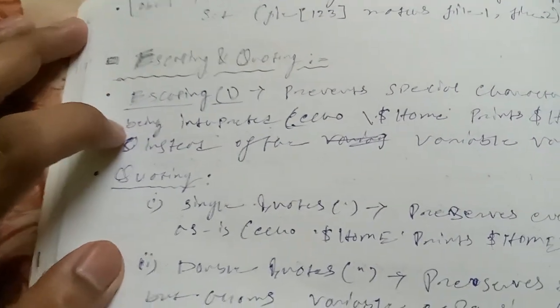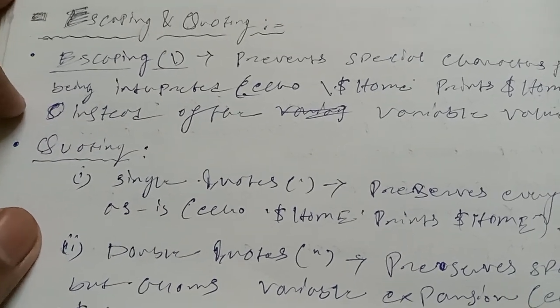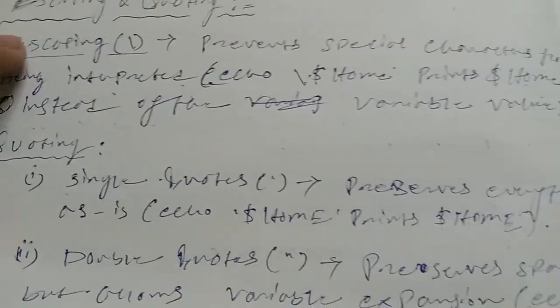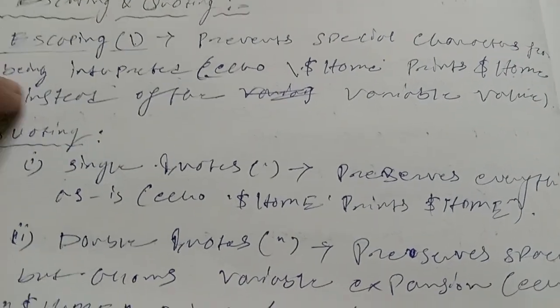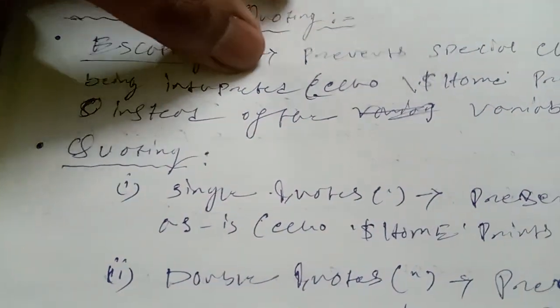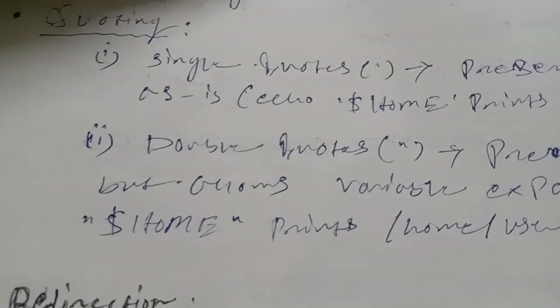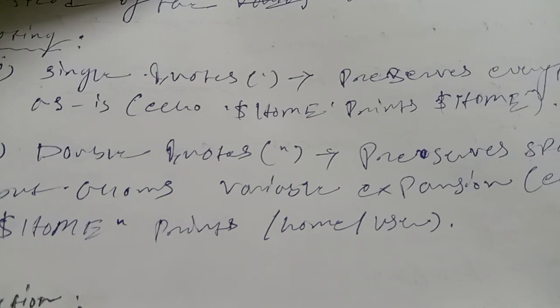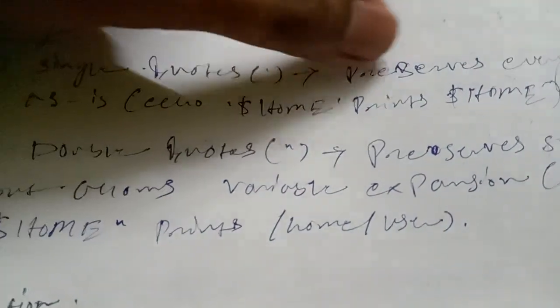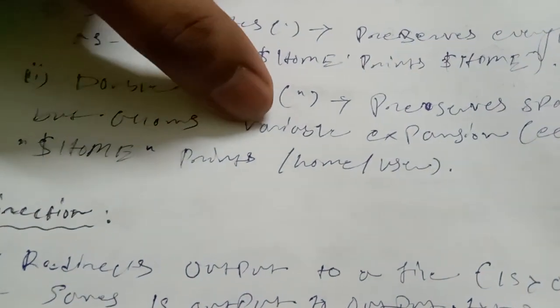Then escaping and quoting. Escaping prevents special characters from being interpreted, and echo backslash dollar home prints dollar home instead of the variable value. Then quoting. What is quoting? Single quotes and double quotes. Single quotes preserve everything as it is. Echo single-quoted dollar home prints dollar home like this, and double quotes preserve spaces but allow variable expansion. Echo double-quoted dollar home prints the home value.